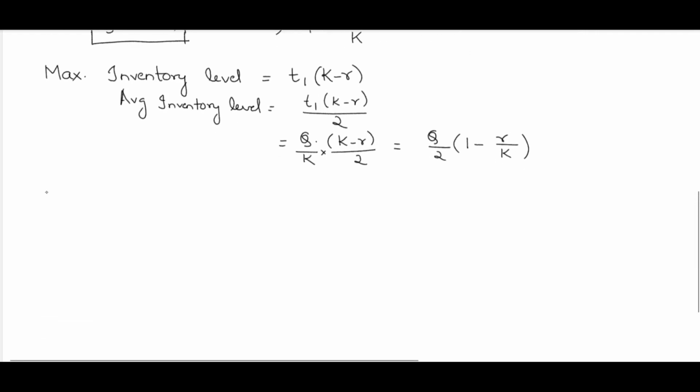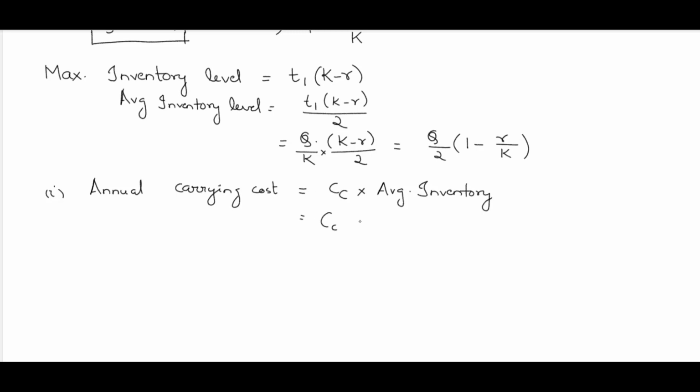Now we will compute different costs. Number one, annual carrying cost. We know that carrying cost per unit per year is CC, multiplied by the average inventory will give you the total annual carrying cost. So it is equal to CC into average inventory. Average inventory is Q by 2, 1 minus R divided by K. So let's say this is equation number 1.